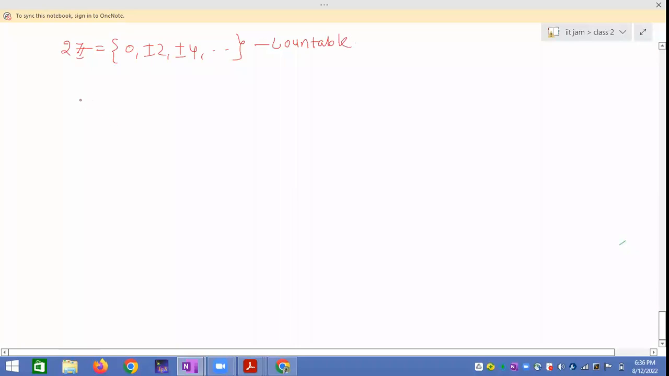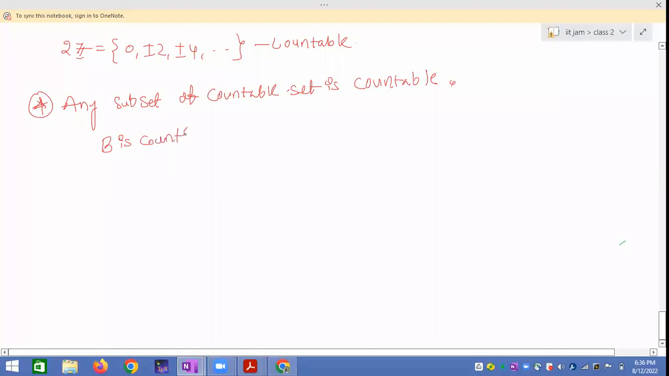Any subset of a countable set is countable. This is very, very important. Suppose B is countable, and suppose A is a subset of B. That implies A is also countable. B is countable and A is a subset of B, so A is also countable. Any subset of a countable set is countable.